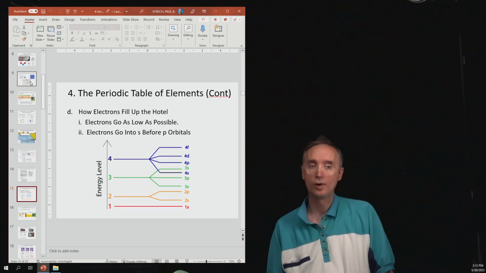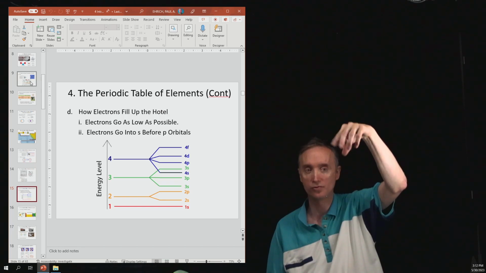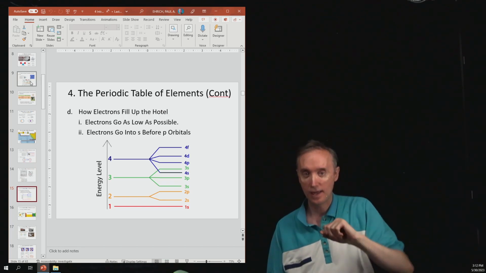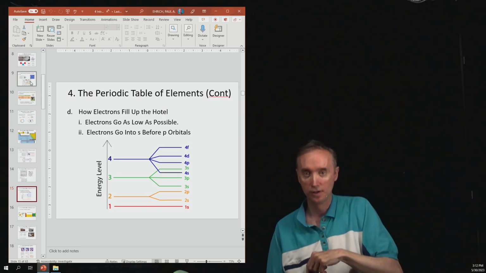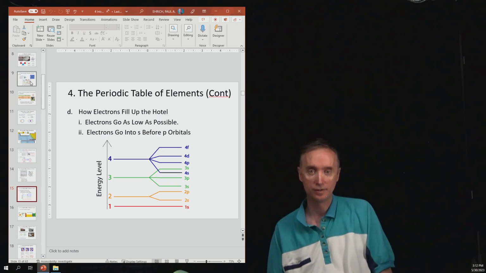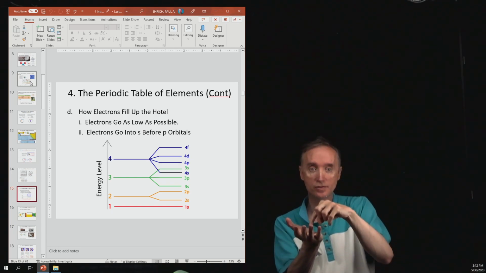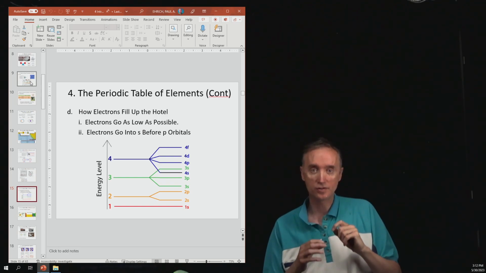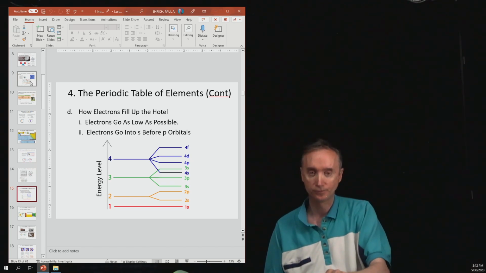Okay, and then the way that we fill up the hotel is we take an electron and we drop it into the hotel, and the electron always wants to go as low as possible. So it would rather go into the first energy level than the second energy level. And then if it's got its choice in rooms, it would rather have the S than the P. So if you just keep those 2 rules in your head, you can predict where the electrons are going to go.